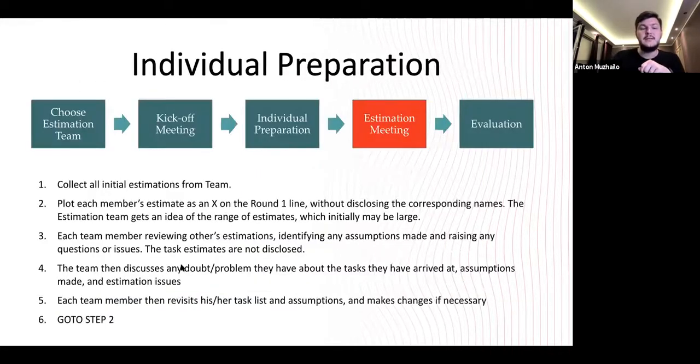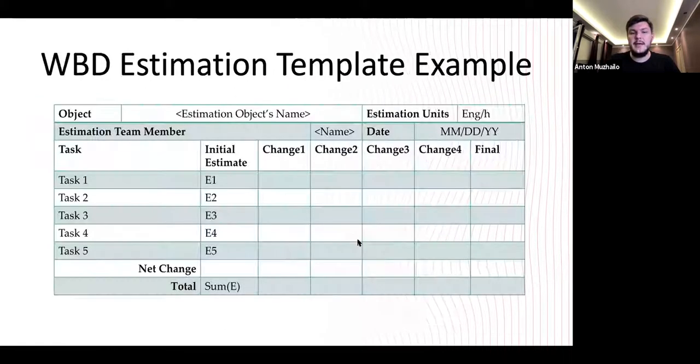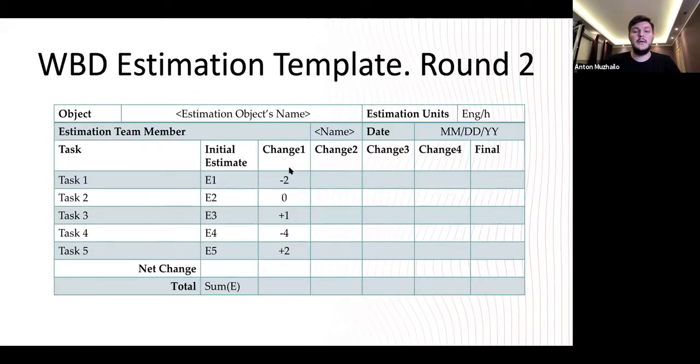So in this case, the team discusses any doubts and problems, then revisits the list and assumptions, and then repeats again. So after seeing this round one, everybody puts in the template here, change one right here. So they change their opinion if they did. If they did not, they just put the same digit here. So at this point, we can put changes.